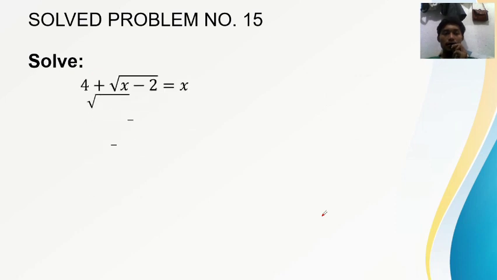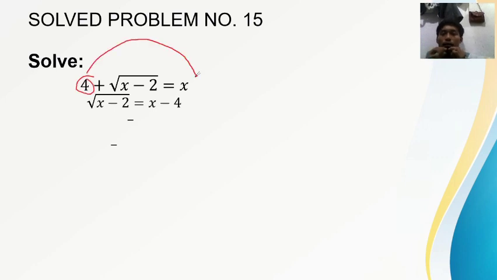Next, we have 4 plus square root of x minus 2 equals x. So, dalawang variable natin dyan kung mapapansin nyo. So, unang step, we have to transpose this dito sa kabila. Kailangan bukod ang radical sa non-radical. Yun ang technique doon. So, we have positive 2, di ba? Kaya naging negative siya. What can we do next?